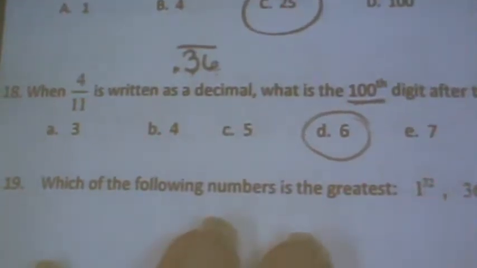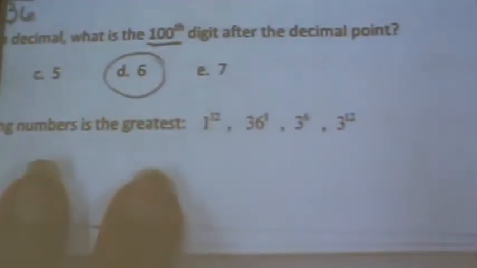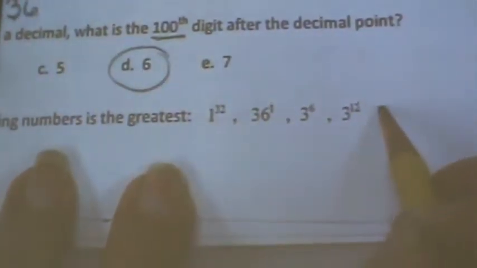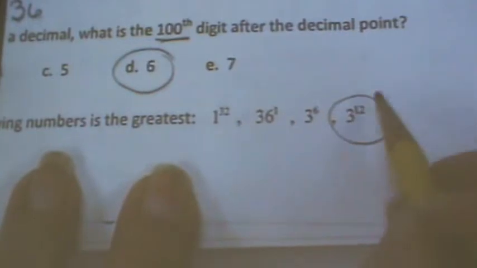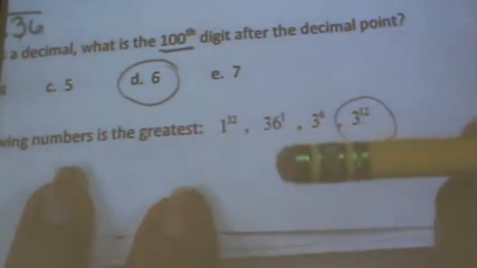Okay, the next one, number 19. What do you think is the biggest number? 3 to the 12. Absolutely. 3 to the 12.